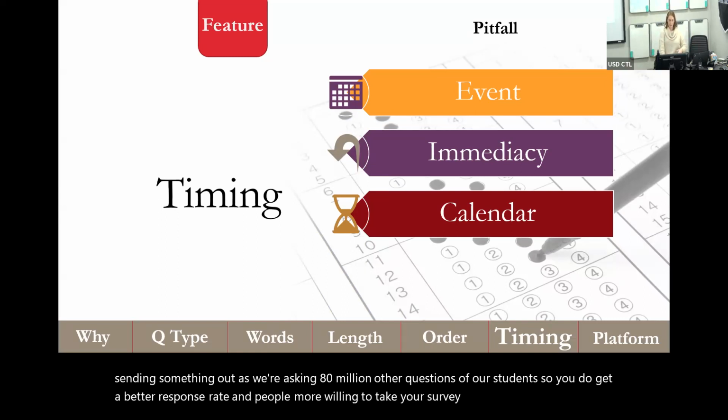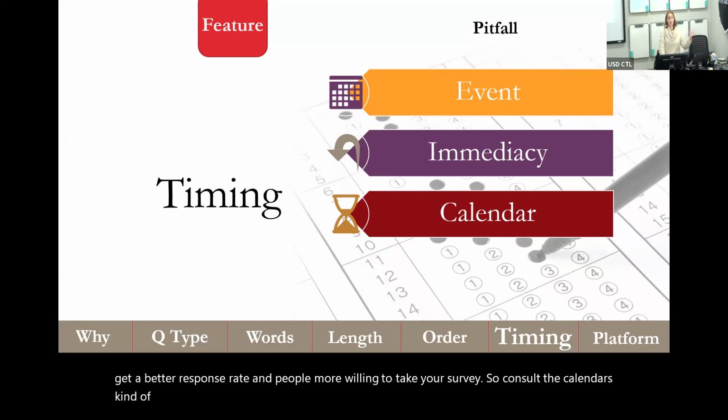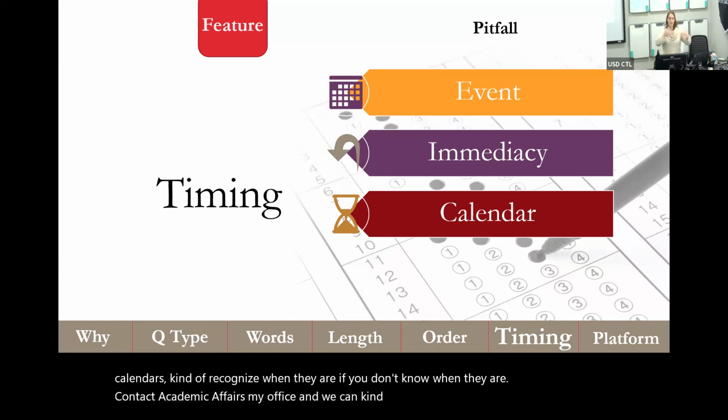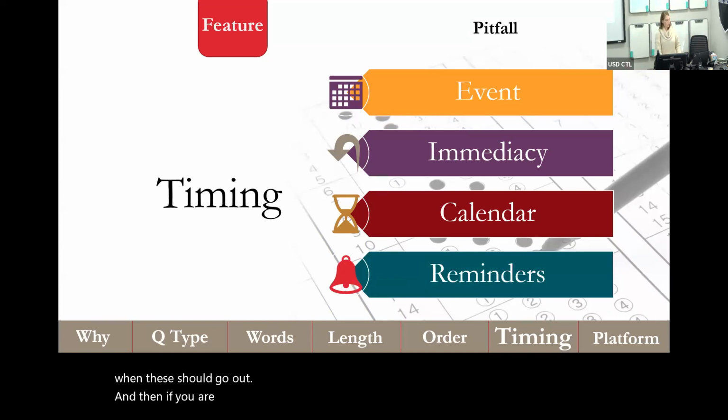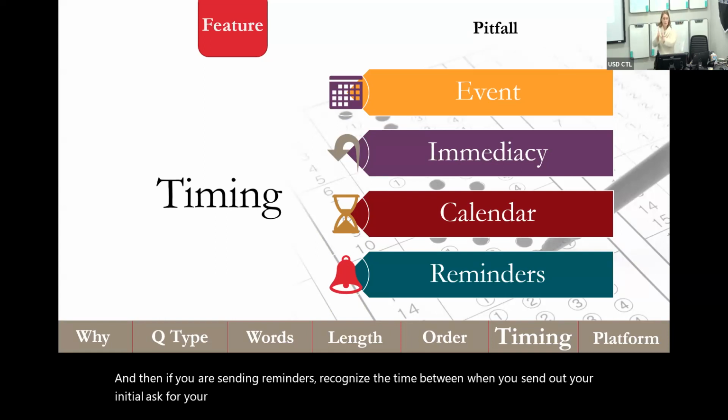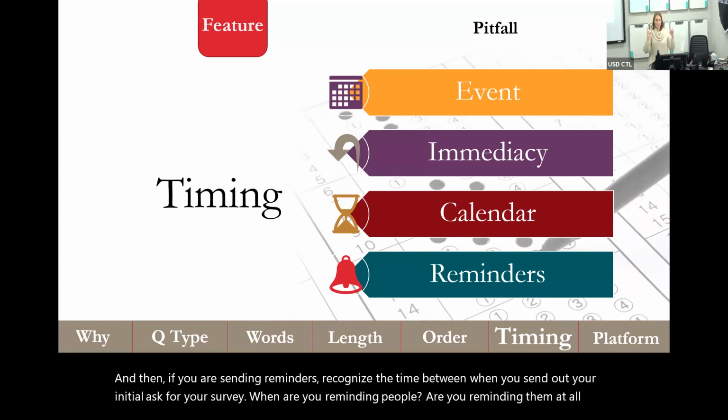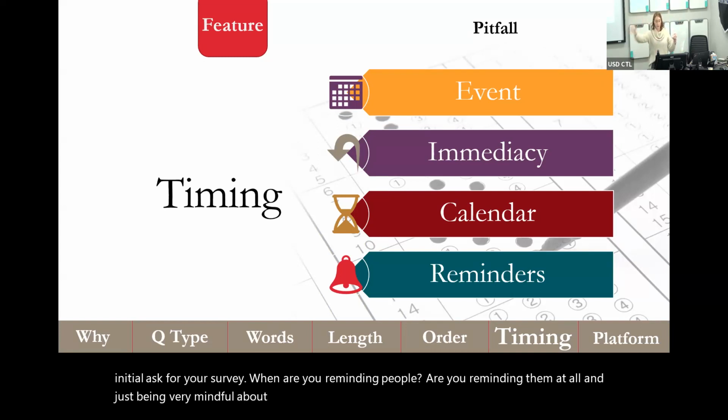So consult the calendars, and recognize when they are. If you don't know when they are, contact Academic Affairs, my office, and we can help provide a better time frame for when these should go out. And then if you are sending reminders, recognize the time between when you send out your initial ask for your survey. When are you reminding people? Are you reminding them at all? Just be very mindful about when all of that goes out. So that's all part of our timing.